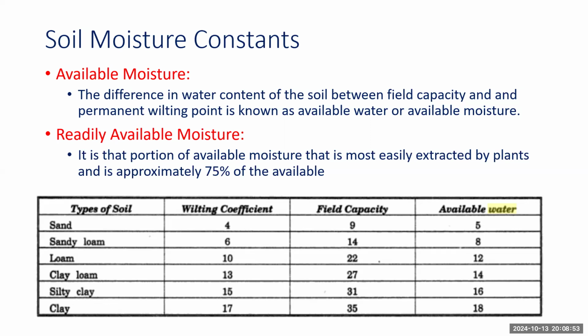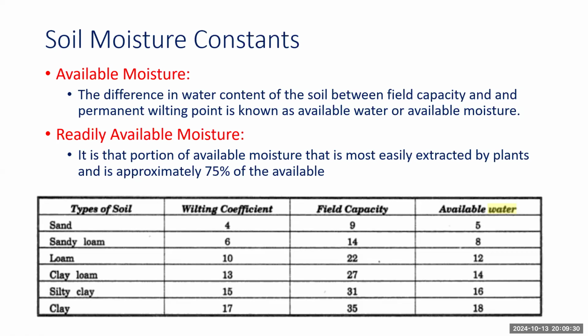Now, what is available moisture? It is the difference between field capacity and wilting coefficient. So, available moisture is equal to field capacity minus wilting coefficient. We discussed this table yesterday. And there is a term, readily available moisture. So, what is readily available moisture? It is the portion of available moisture that is most easily extracted by the plants. This readily available moisture is taken as 75 to 80% of available moisture.